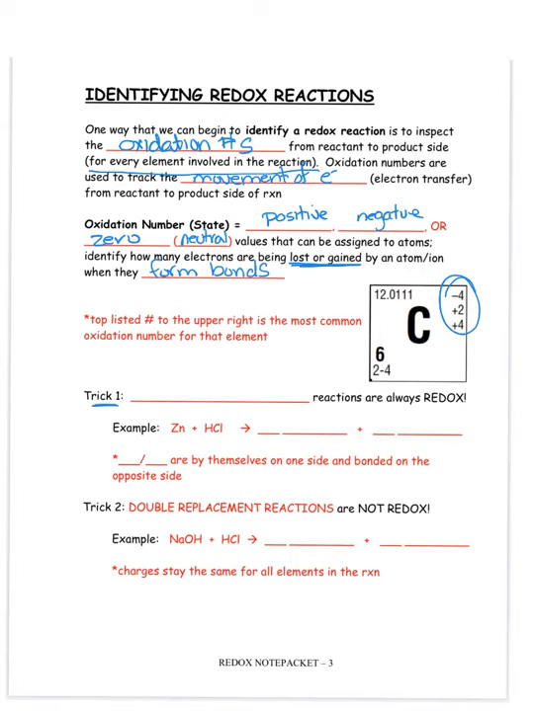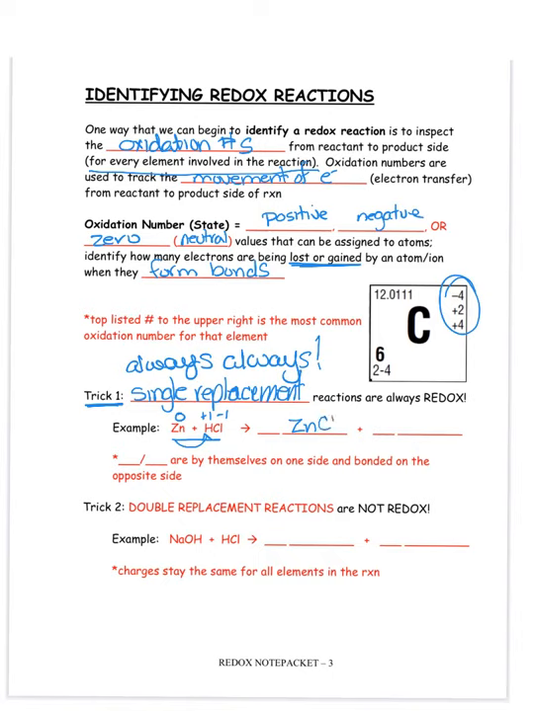Okay, first trick, trick 1. All single replacement reactions are going to be redox. Single replacement reactions, they're always redox. Always, always, always. So if we look at this zinc and hydrochloric acid, zinc is a 0, hydrochloric acid has a +1 and a -1. We would look at table J. Is zinc higher than hydrogen? Yes, it is. So it becomes zinc chloride and hydrogen gas.